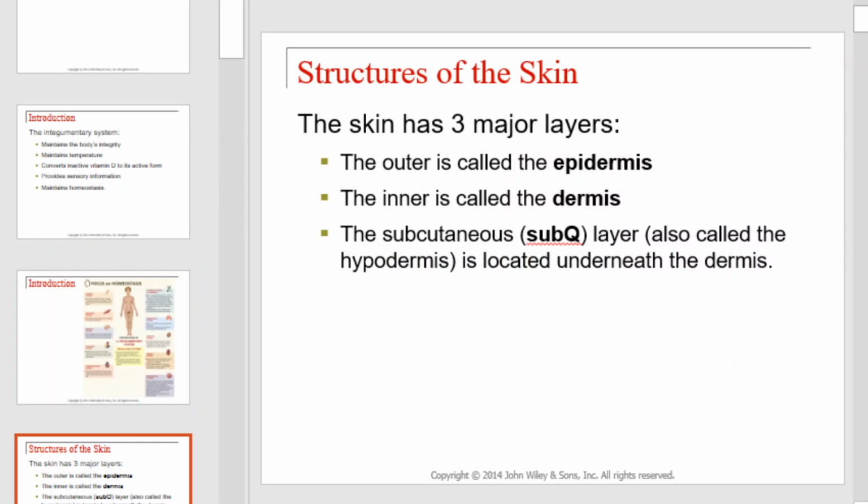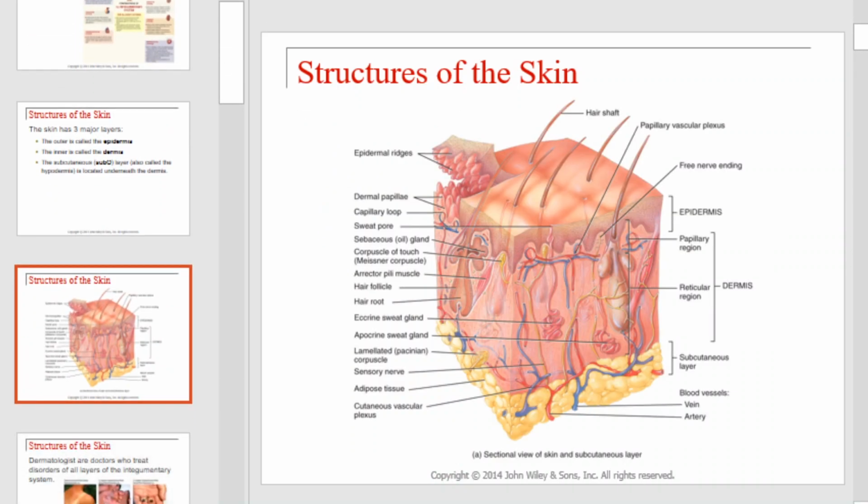The skin. The skin has three major layers: the outer layer, called the epidermis, the inner layer, called the dermis, and the subcutaneous or sub-Q layer, also called the hypodermis, which is located underneath the dermis. This illustration shows all the different structures of the skin. Take a few minutes to familiarize yourself with the names and locations of each item in this diagram.